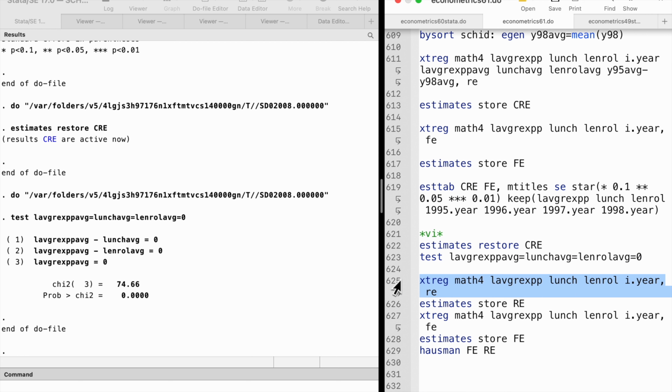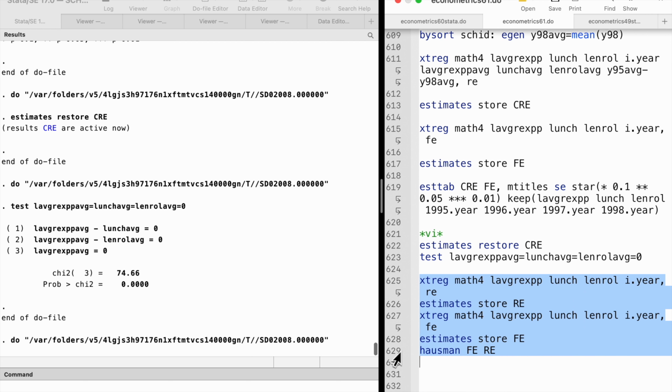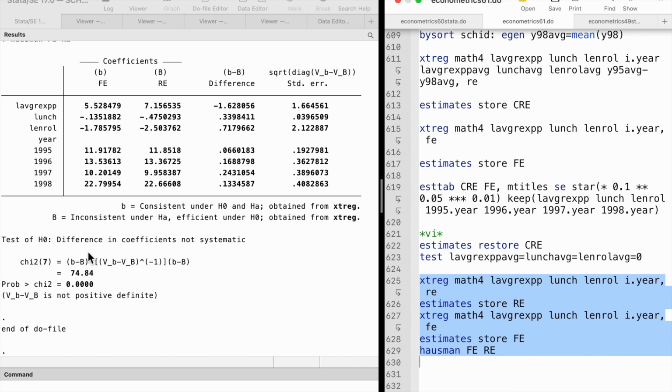Second, we can do the Hausman test in Stata. The null hypothesis of the Hausman test is that the difference in coefficients between the fixed effects and the random effects is not systematic. We reject the null hypothesis and conclude that only the fixed effects estimates are consistent. So we are in favor of fixed effects.